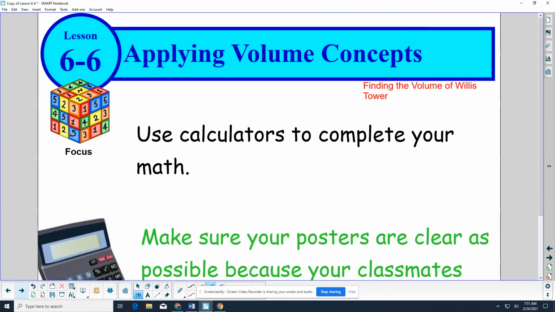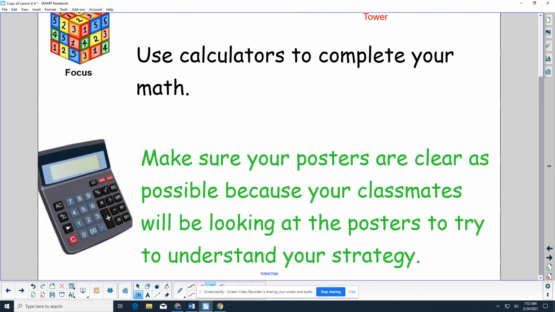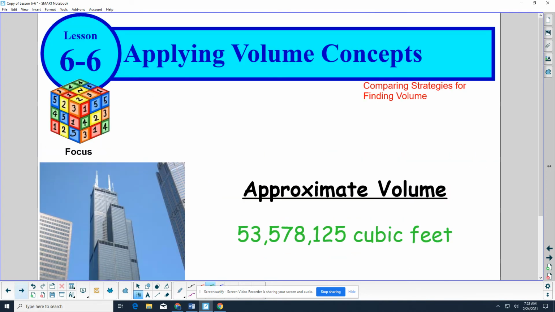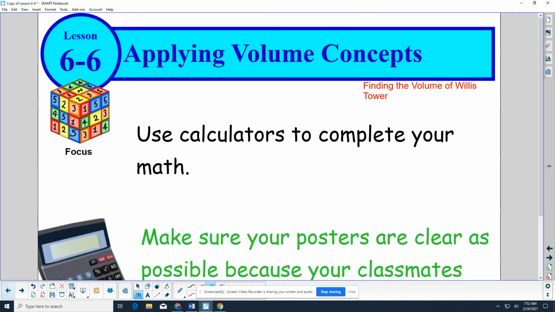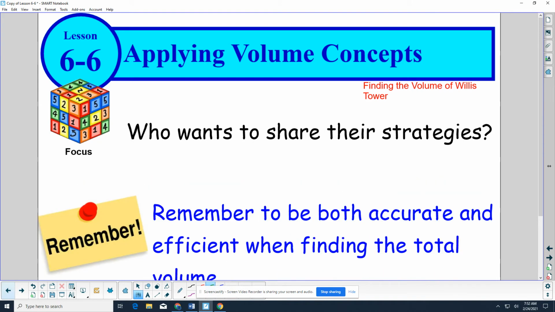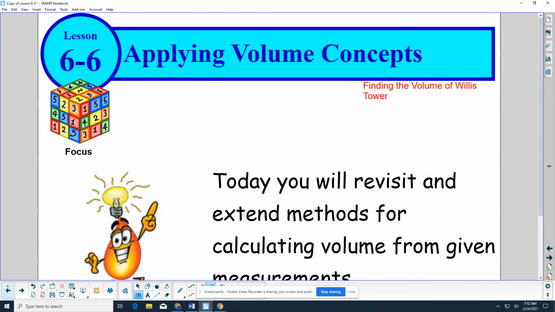Okay, so now you're going to use a calculator to complete your math. Okay, so it says make sure your posters are as clear as possible because your classmates will be looking at the posters to try to understand your strategy. That won't be happening if you're at home, but we are going to go back up to the numbers in just a second so you can do some calculations. Okay, oops, sorry about that. So you want to go back up to here.